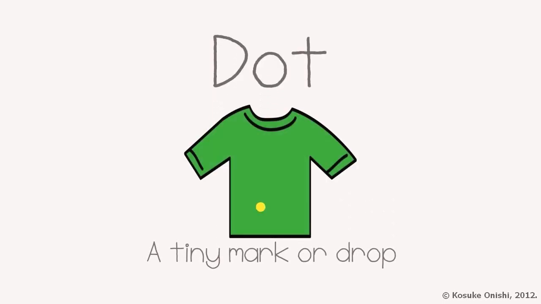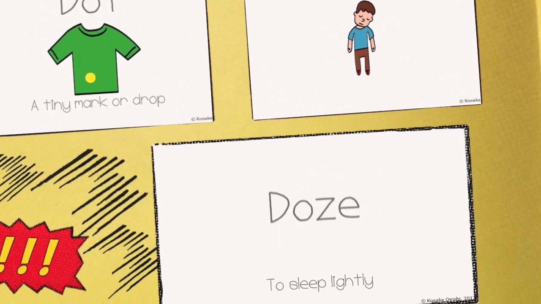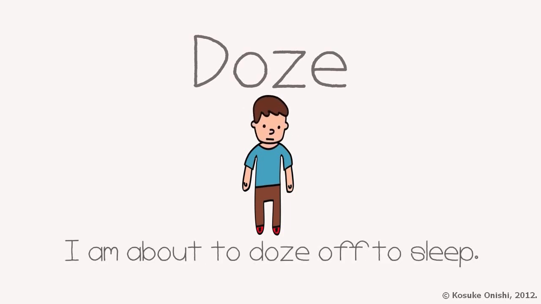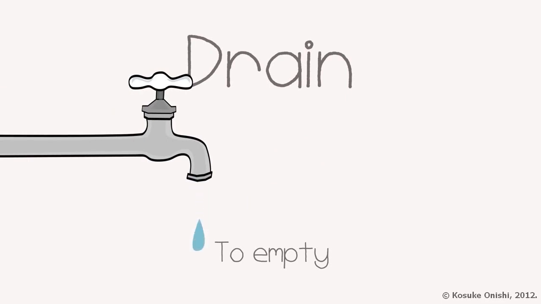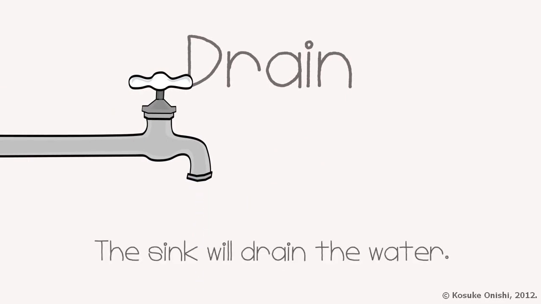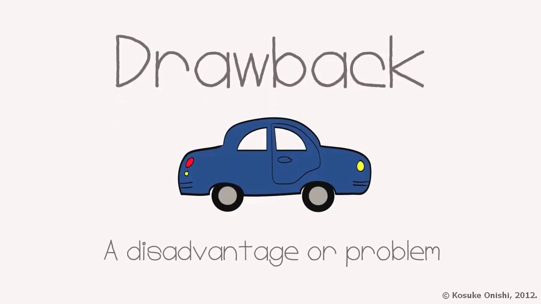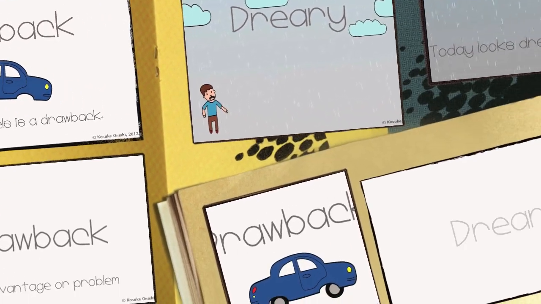Dot, a tiny mark or drop. There is a yellow dot on your shirt. Doze, to sleep lightly. I am about to doze off to sleep. Drain, to empty. The sink will drain the water. Drawback, a disadvantage or problem. Having no wheels is a drawback.